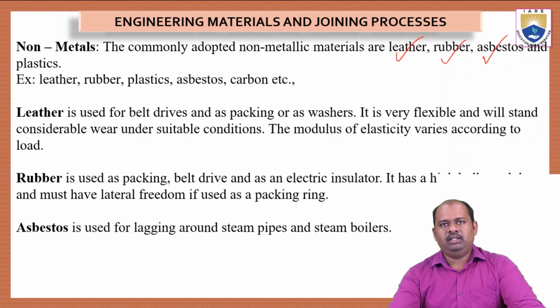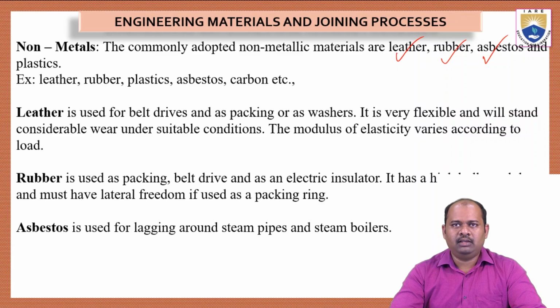Now, leather is used for belt drives, as we have already told, and it can be used for washers. It is very flexible and will withstand considerable wear under suitable conditions. So we know leather is made up of animal skin. After processing, it can be used for different applications. The modulus of elasticity varies according to the load. When we apply some load on the leather, it acts differently under different loading conditions.